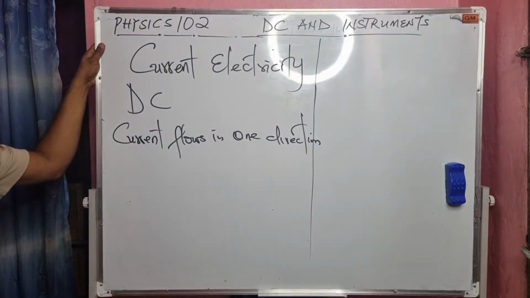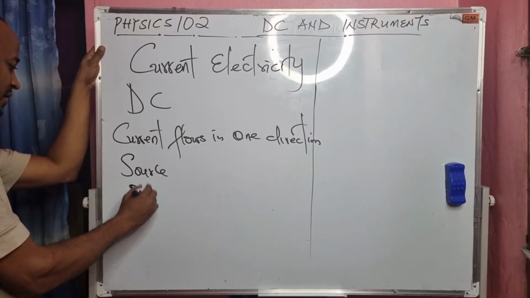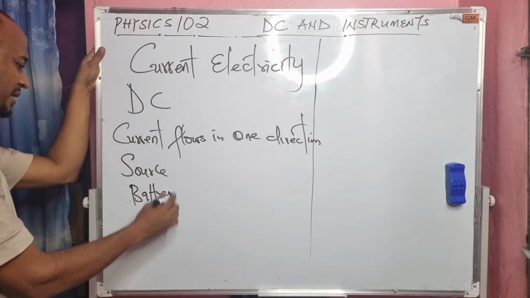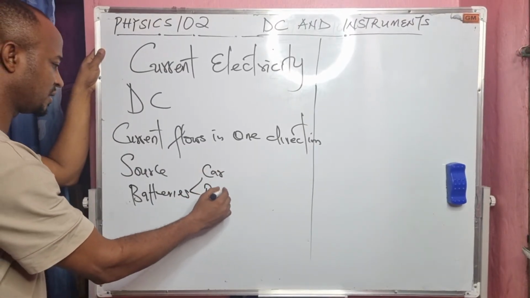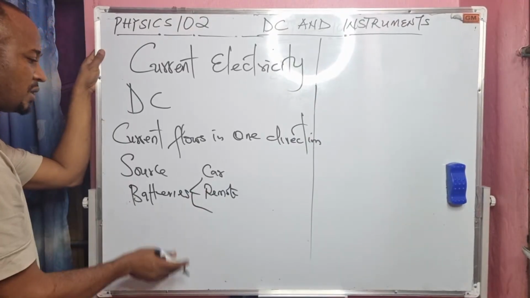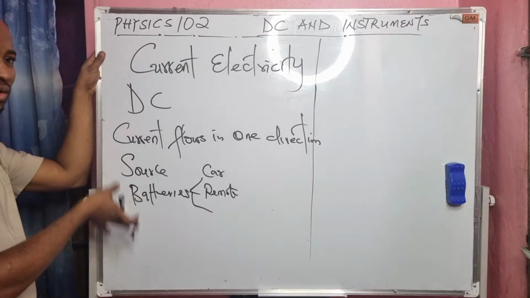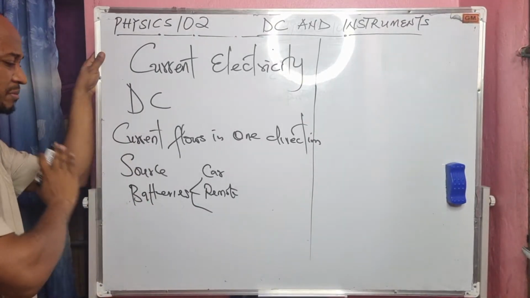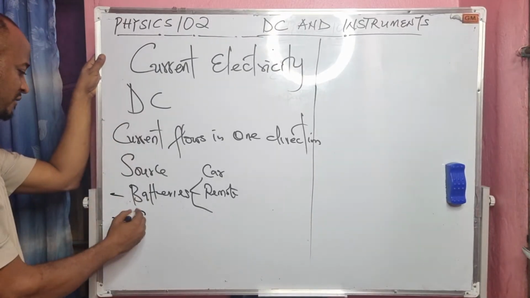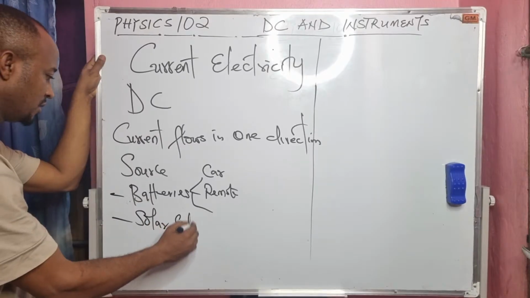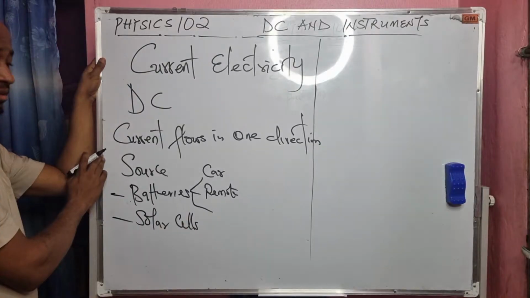A good example of a DC source is a battery. All batteries, whether it's a car battery, a remote battery, any form of battery, have what we call a direct current source. So all batteries are a good example of DC. Number two, we have solar cells. Solar cells are also good examples of direct current.